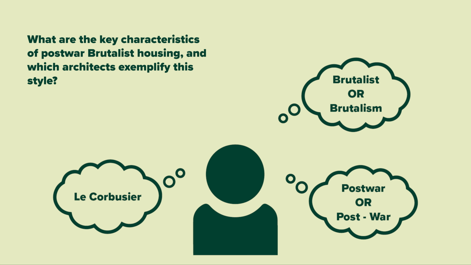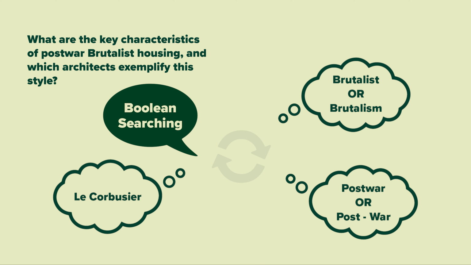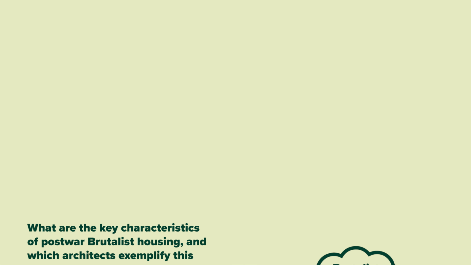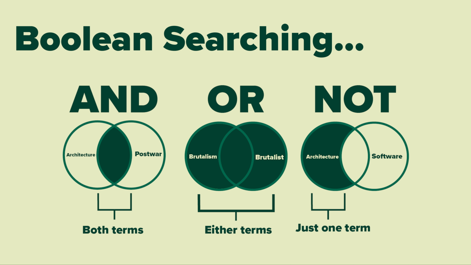Once you have a few keywords from your Presearch, the next step is learning how to combine them so the database understands what you're looking for. This is what we call Boolean searching, and it's much simpler than it sounds, I promise. Boolean searching is just a way of telling the database how your ideas are connected. The three components of a Boolean search that we'll talk about today are and, or, and not.